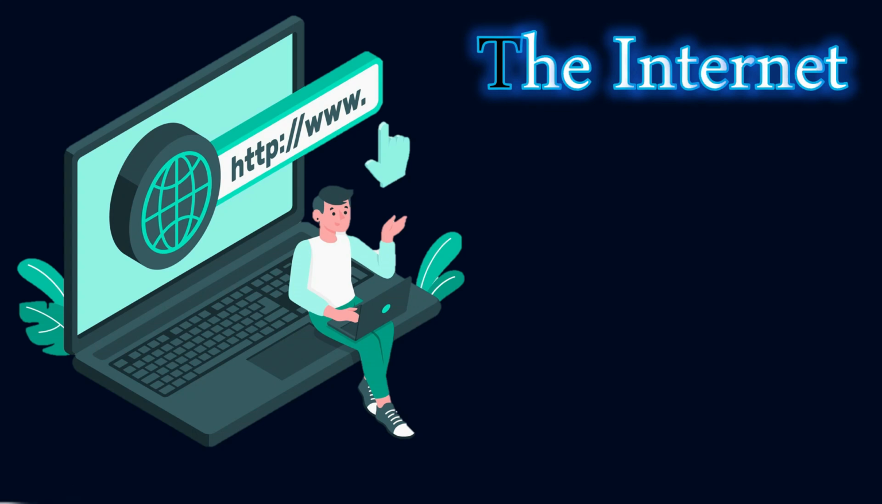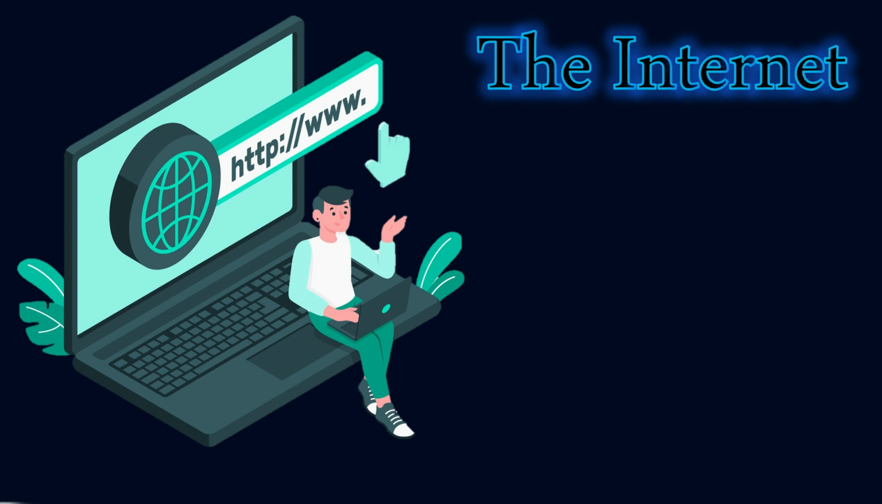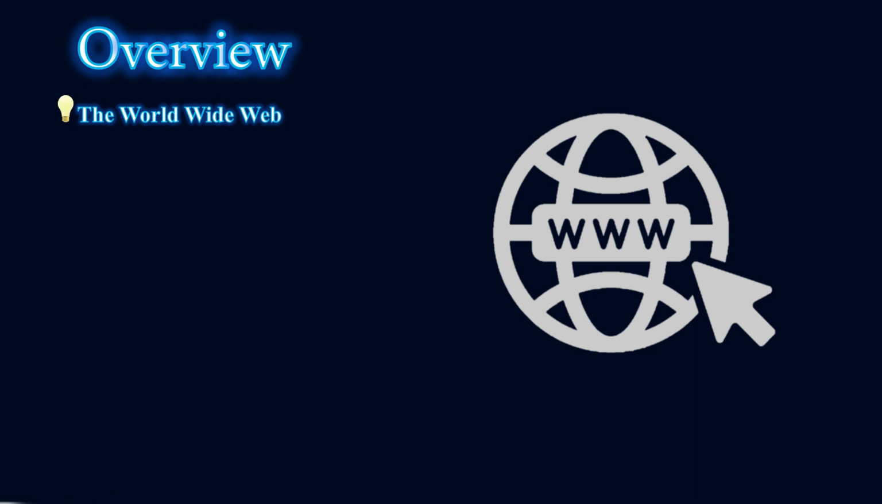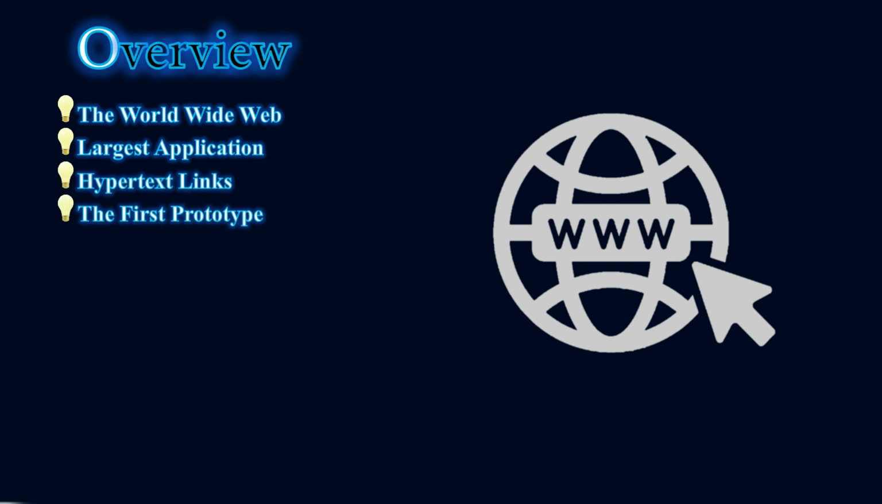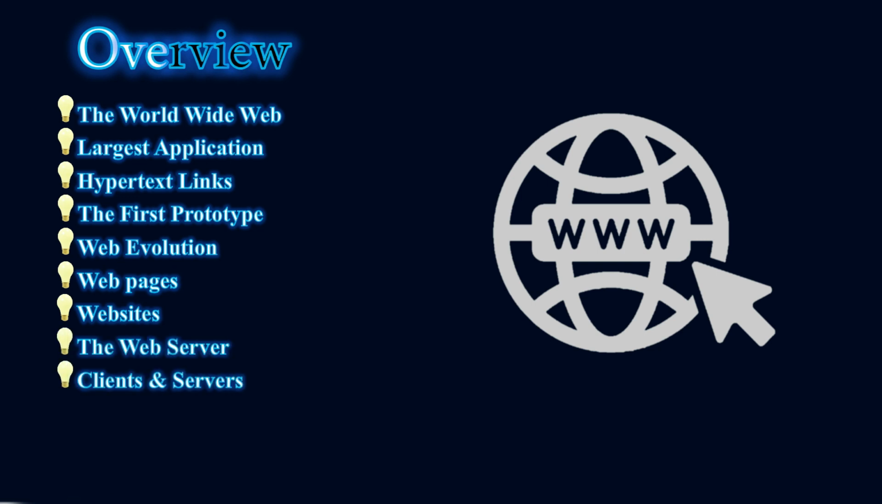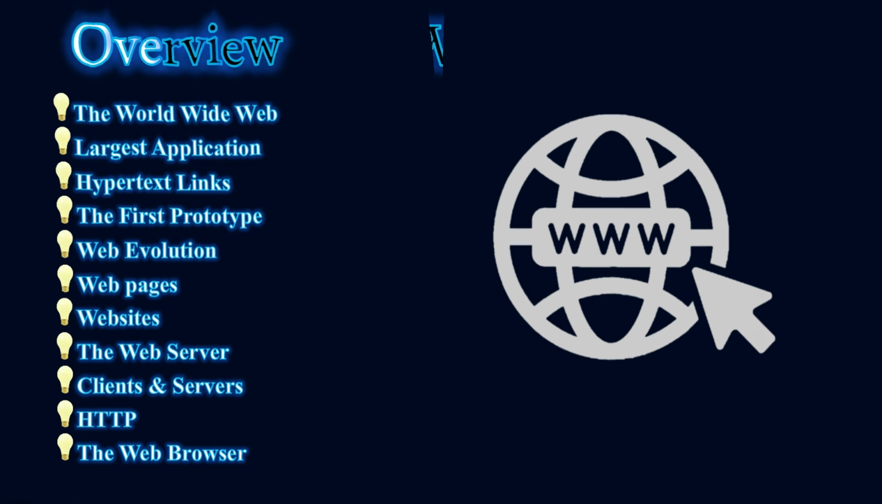In the previous video we have talked about the web. In this video we're going to talk about the internet. So first of all, let's see the overview of this video. In this video we're going to talk about the World Wide Web, largest application, hypertext links, the first prototype, web evolution, web pages, websites, the web server, client and server, HTTP, and the last one we're going to talk about the web browsers. So let's get started.